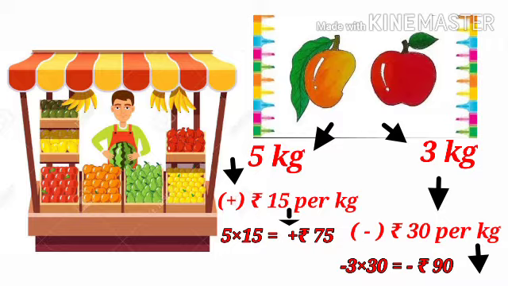However, he also sells 3 kgs of apples for a loss of rupees 30 per kg. So, the total loss he faced by selling 3 kgs of apple is 3 into 30, which is 90. Loss is always denoted as a negative integer. Finally, we are asked to find whether the fruit seller has got a profit or loss by selling both mangoes and apples together. So, profit is equal to 75 plus minus 90, which is minus 15. Hence, it should be considered to be loss, as minus 15 is the negative integer.